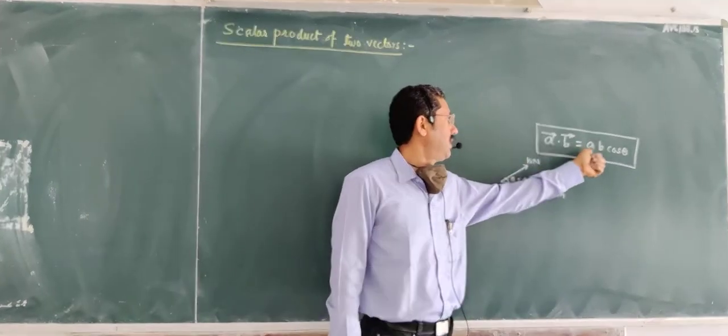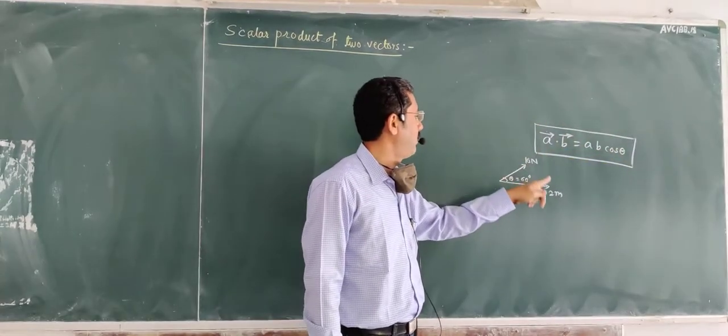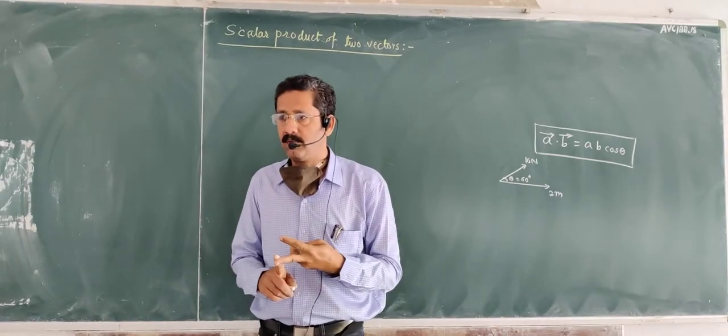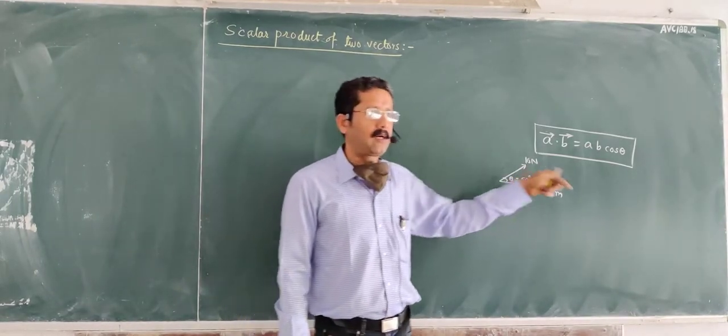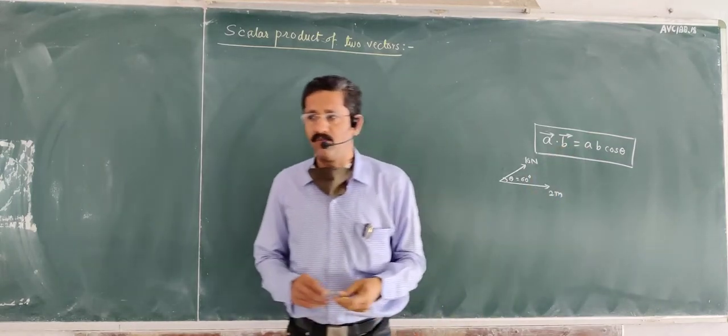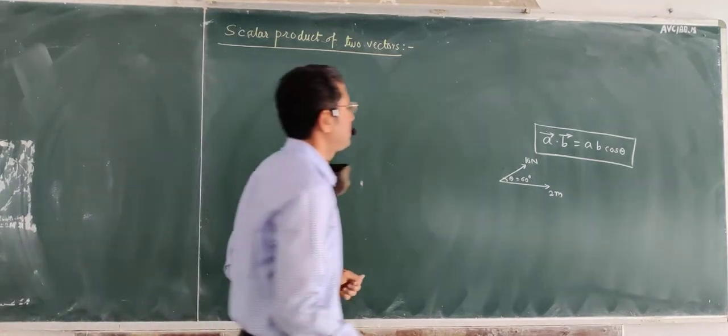So if I want to find the work done, it is given by F dot S, which is F into S into cos theta. It will be 10 multiplied by 2 multiplied by cos 60, where cos 60 is equal to half. So 10 twos are 20, times half, so it will be 10 joule, the amount of work done. That's what we studied yesterday.